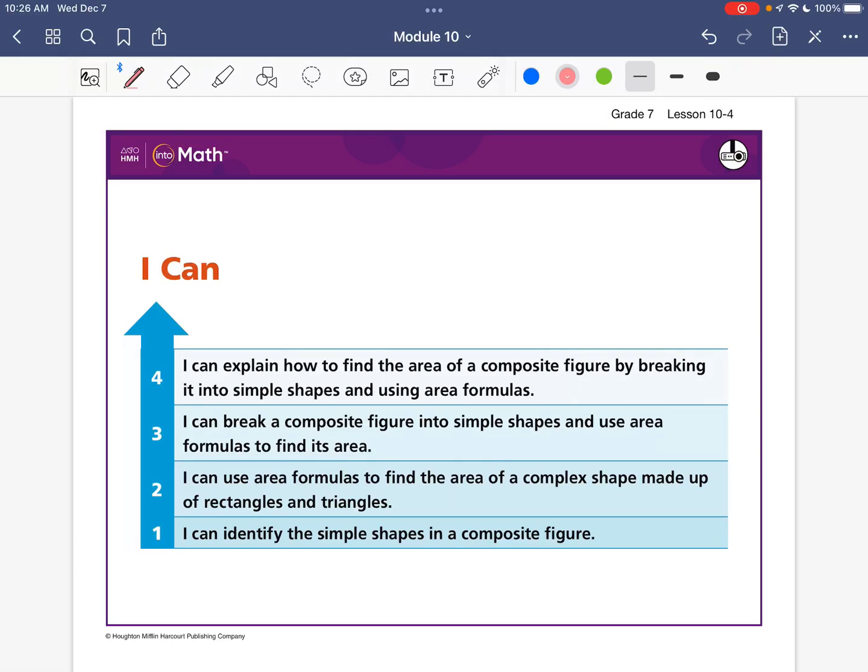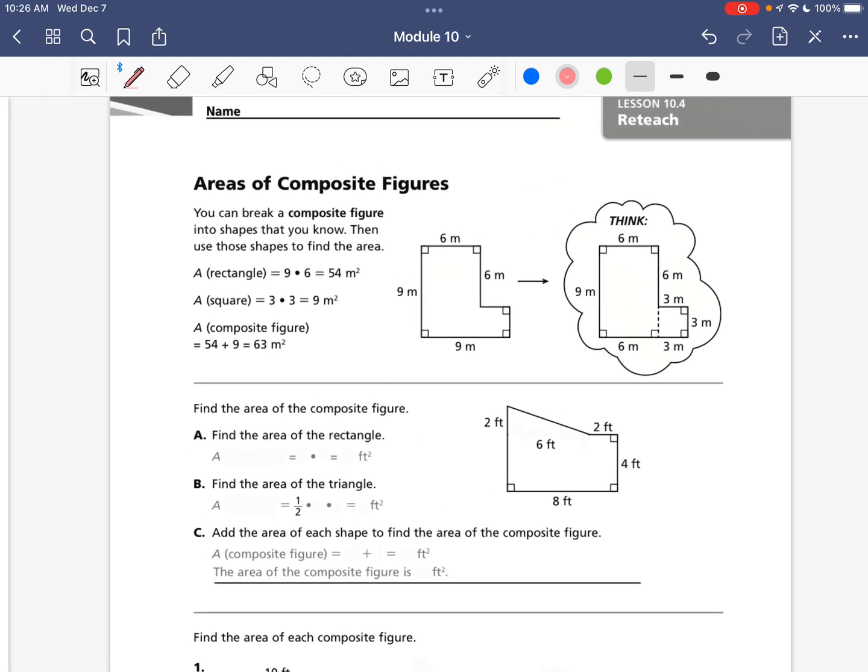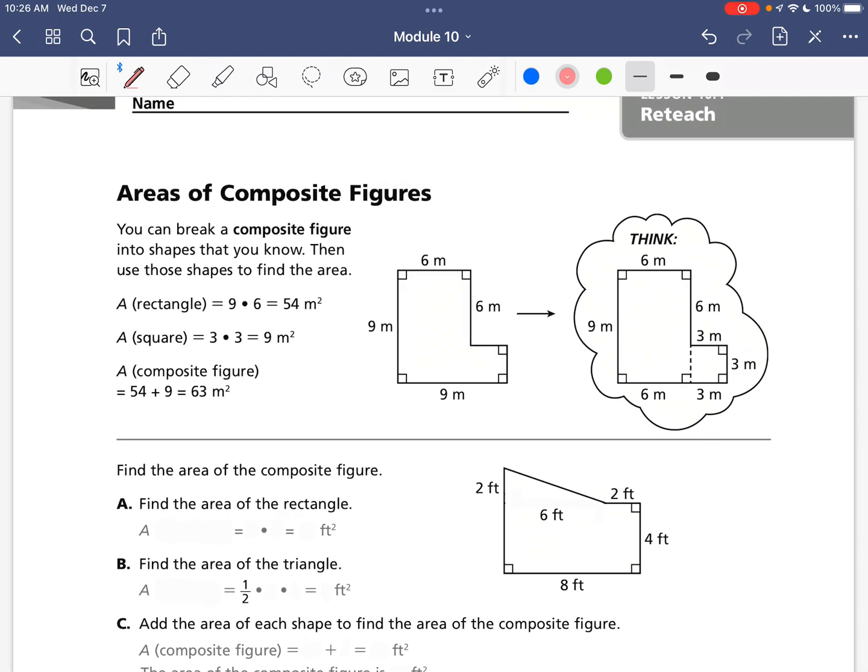Here is grade 7, module 10, lesson 4. Our I can statement is that I can break a composite figure into simple shapes and use area formulas to find its area. So a composite figure is essentially different shapes put together.